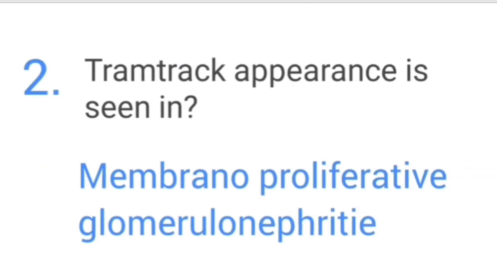Tramtrack appearance is seen in membranoproliferative glomerulonephritis.